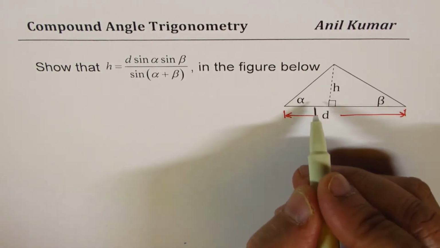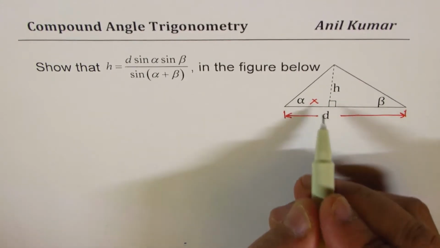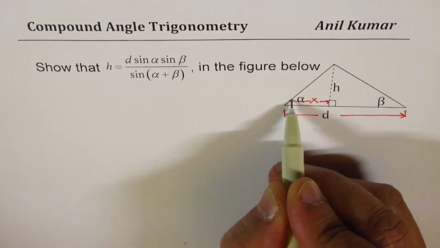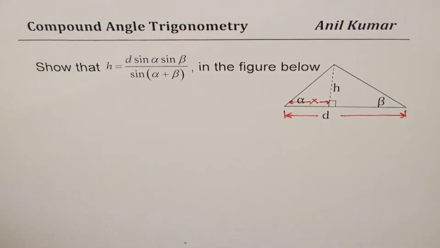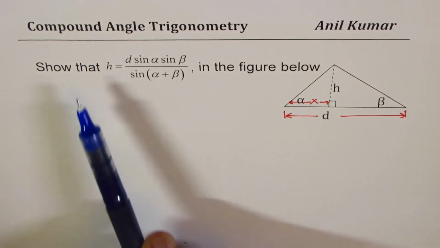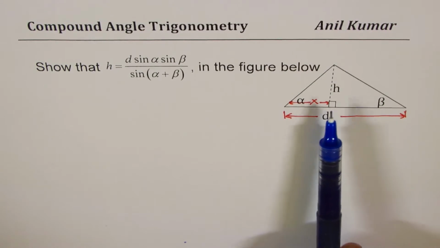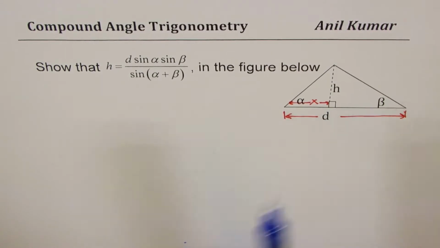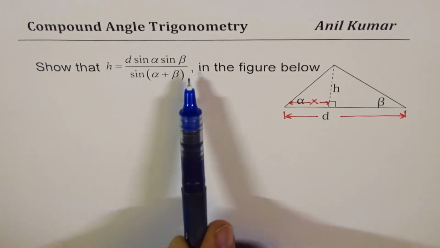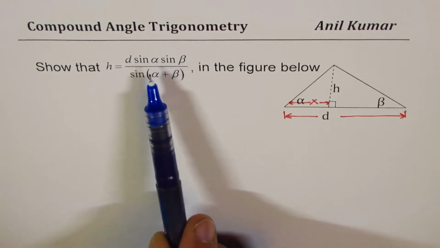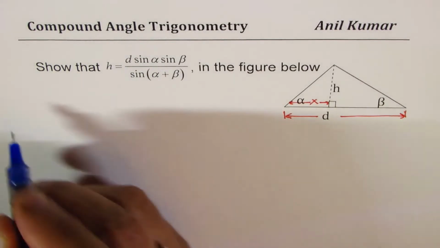You can always pause the video, answer the question, and then look into my suggestions. Now, we need to prove that height is all this. As you can see, it is easy to work in tan. So what I will do here is convert my equation into tan alpha and beta. So let's rewrite this equation.